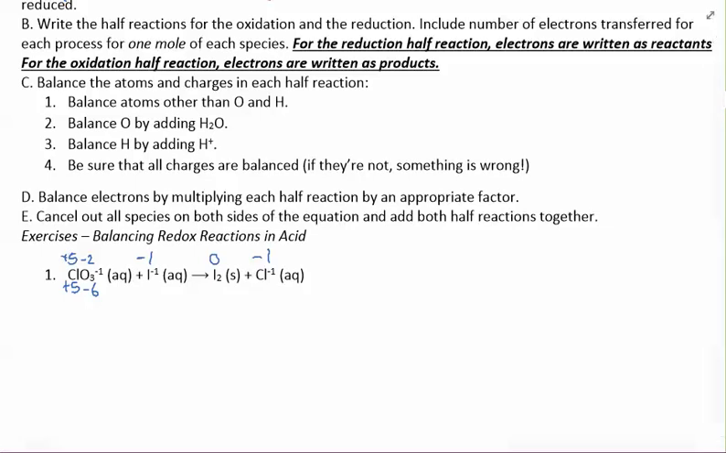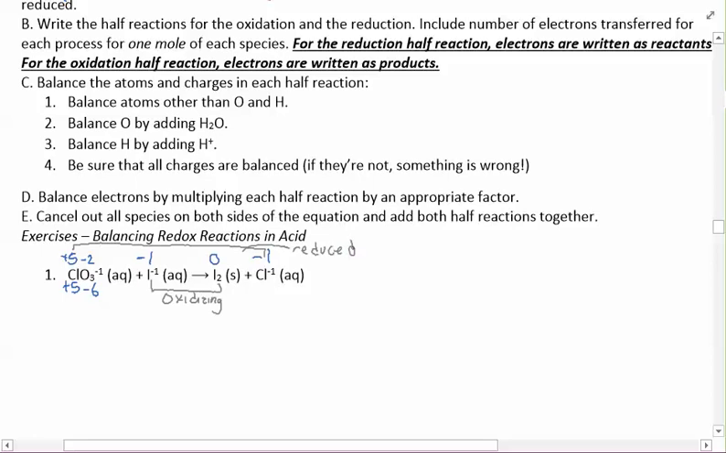So I'm going to do the exact same thing I did before. I'm going to connect them. So iodine is going from -1 to 0. So that is losing electrons, which is LEO, which is oxidizing. Then the chlorine is going from +5 to -1. The chlorine here is being reduced. That's the first step.